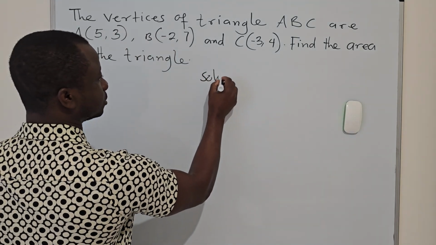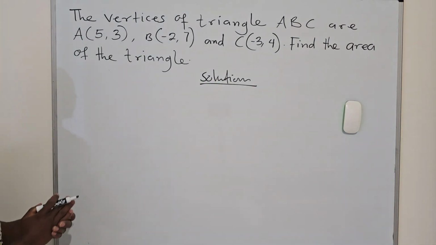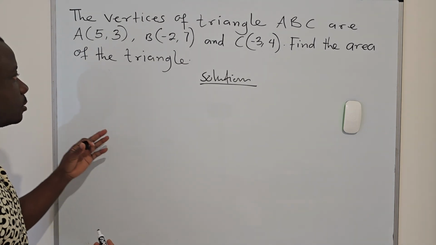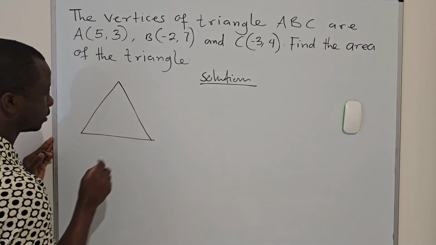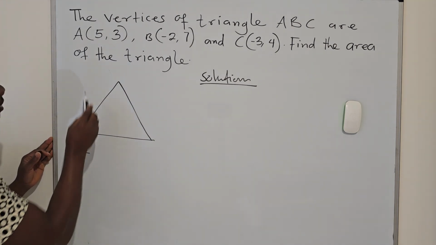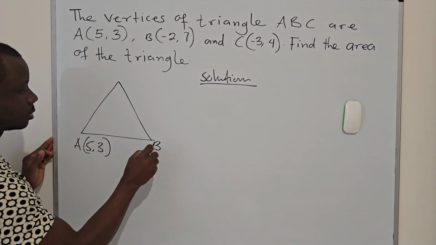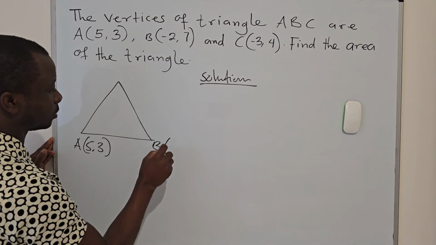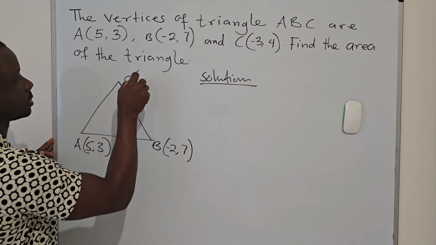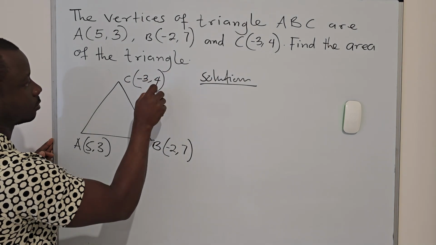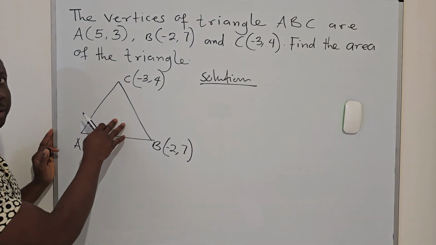My solution is going to start from here. So we have a triangle. Let's represent the triangle here. I'm going to label it in this way as A with the vertices, which is 5 and then 3, B, negative 2, 7, and then C as negative 3 and then 4. So this is the triangle that we are going to find the area of.